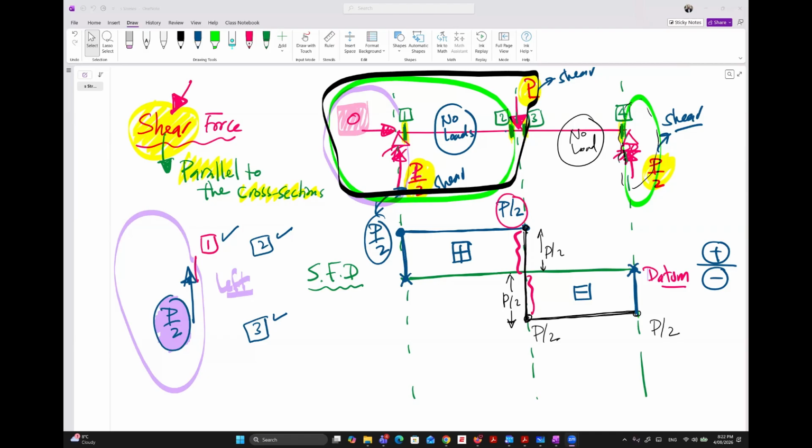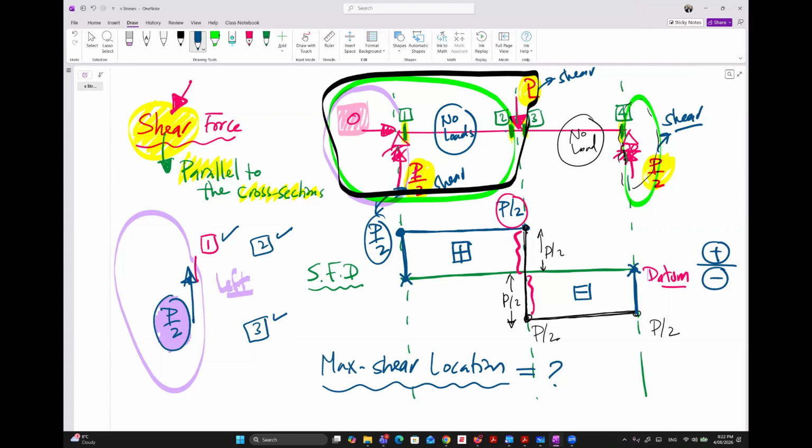Okay, so now I will ask you some questions about this. Do you know where the maximum shear value is for this diagram after you draw it? So, maximum shear location. Do you know? 2 and 3. In the middle, 2 and 3. In the middle?